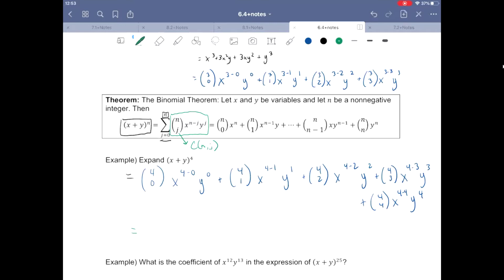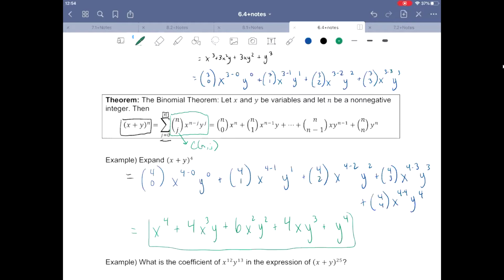All right, so 4 choose 0 is 1. So that first one is just going to be x to the 4th, since y to the 0 is 1 also. Plus 4 choose 1 is 4. You got x to the 4 minus 1, so x cubed, and then y to the 1st, plus 4 choose 2 is 6. X squared, y squared, plus 4 choose 3 is also 4. And that is x to the 1st power now, y cubed, plus 4 choose 4 is 1, x to the 4 minus 4 is 0, so that's 1, y to the 4th.